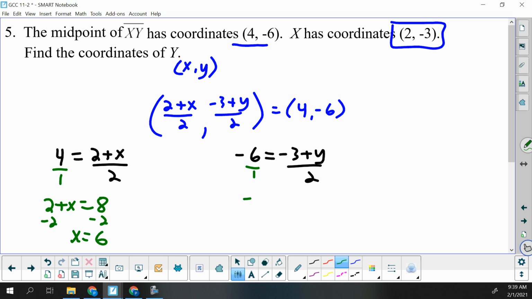Cross multiply over here. You get negative 3 plus y equals negative 12. We'll add the 3 on both sides. That gives us y equals negative 9. So our coordinate for Y we found was just 6, negative 9.